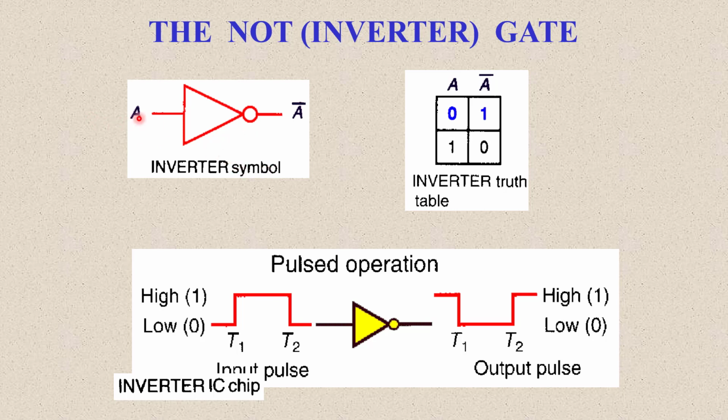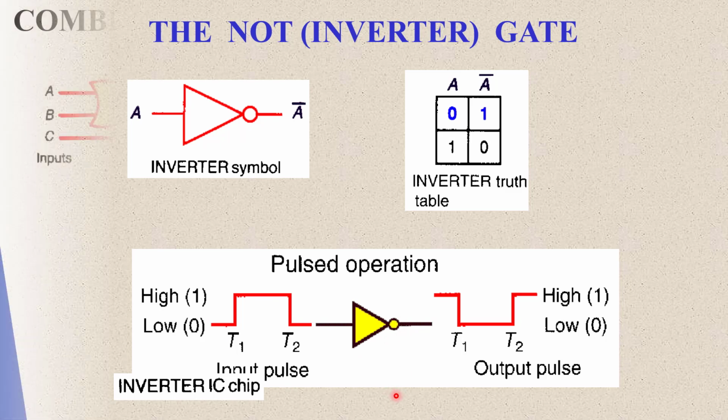In this case, we have A and A naught. That line above it means this is A naught, or not A. This is A and this is not A, but we say A naught. And it's just the opposite. So if A is 0, A naught is 1. If A is 1, A naught is 0. And you can see that this pulse becomes inverted by that gate.